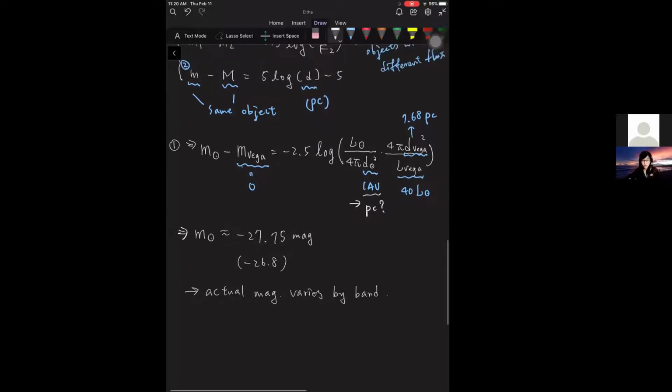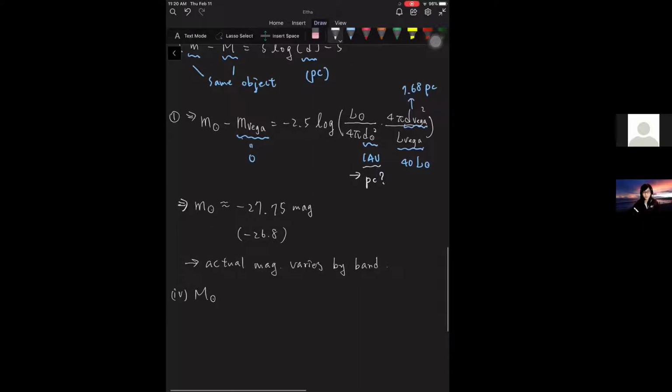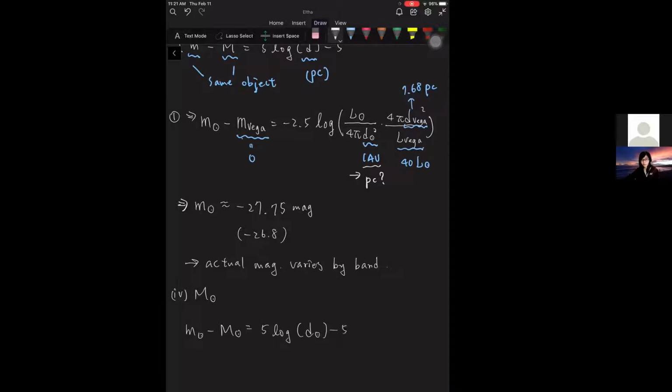Okay. All right, so now we have the apparent magnitude, and it would be straightforward to get the absolute magnitude. So now we want the big M. So we'll just apply the distance modulus. So the apparent minus absolute is 5 log d, the sun, minus 5. And again, this distance should be 1 AU, but converted to parsec.